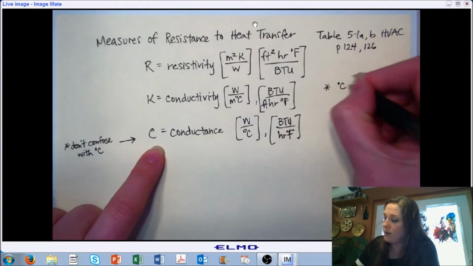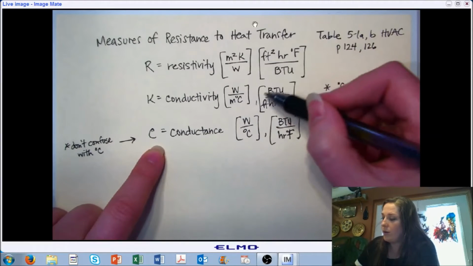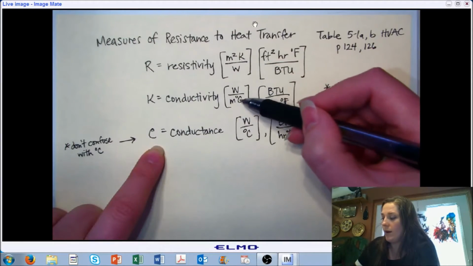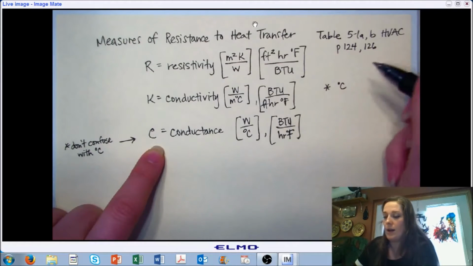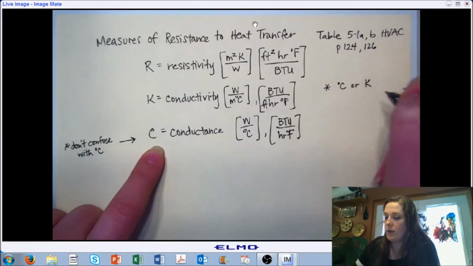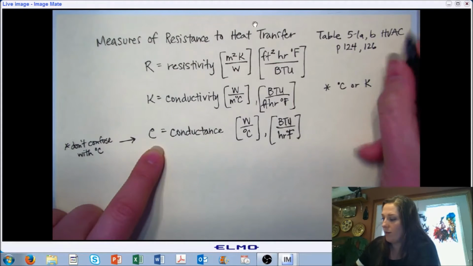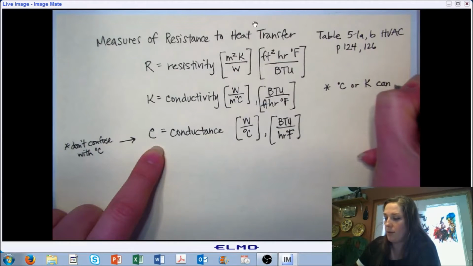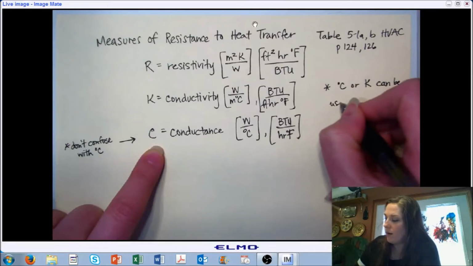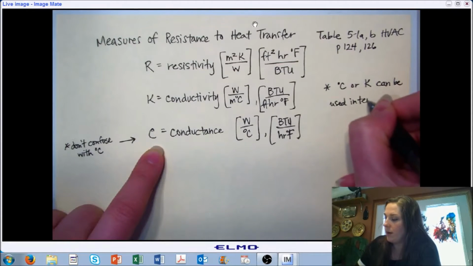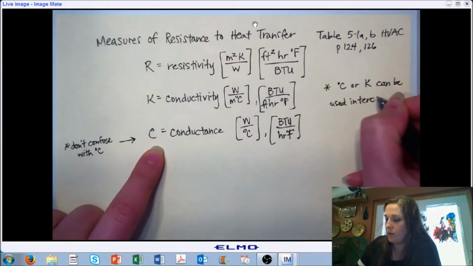All right, so also some of our units in our tables will have Kelvin, and some will have Celsius, and you can see a mix here, and you'll see it pretty widely. But it's okay regardless whether it's in degrees Celsius or Kelvin, and we can use those interchangeably when we're talking about thermal resistance, because when we do our heat transfer calculations, we're looking at a temperature differential.